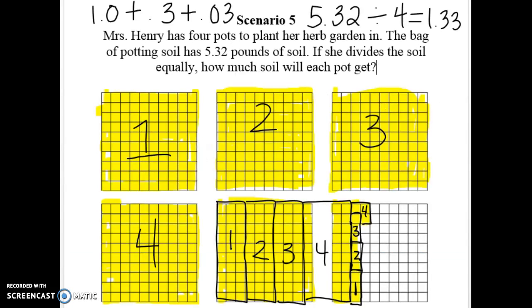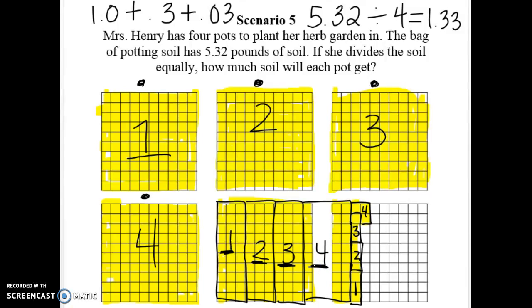Okay, so for scenario 5, I'm going to kind of leave off where it was at, but you have 5 32 hundredths divided by 4 equals 1 33 hundredths. What we noticed was that we had enough whole entire boxes to give each potted plant 1 whole pound of soil. Then we noticed that we had 13/10 left over, but we needed 4 groups. So we knew that we could put in 3/10 into each of our 4 groups.